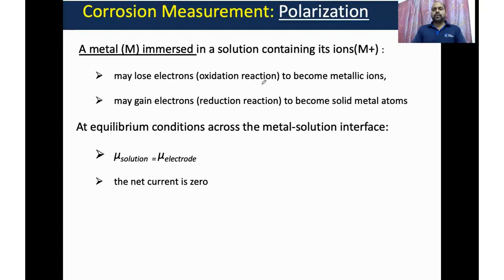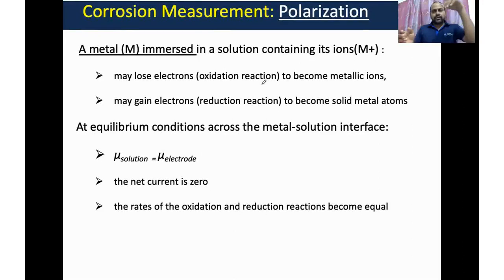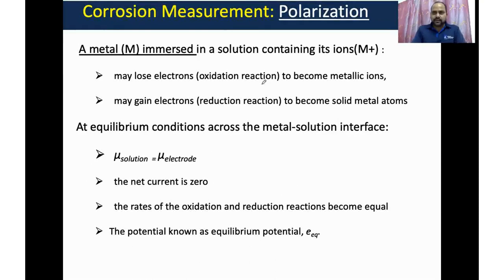There is no net electrode potential change; the system has no net current. The rates of the oxidation and reduction reactions become equal. Whatever oxidation happens on one side, at the same time reduction happens, so both are equal now. In that case, the equilibrium potential is known as E equilibrium. So this is the condition of equilibrium.